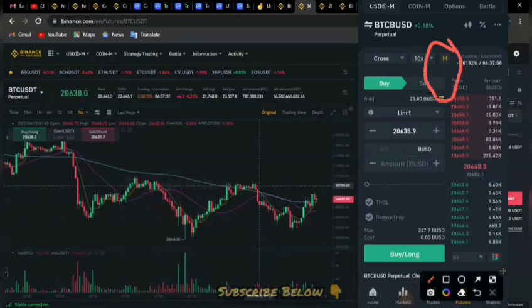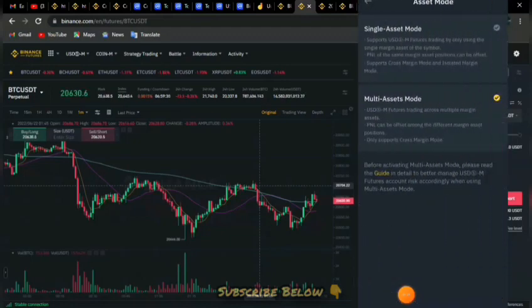Now a quick way for mobile users: you can see the multi-asset mode is listed here. All you need to do is click on it to switch it up. I'm going to click on it now. You can see it's going to take you directly to the multi-asset mode, where you can switch between the multi-asset mode and the single asset mode for you to start trading.